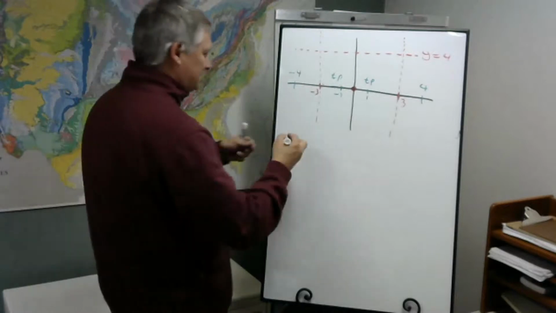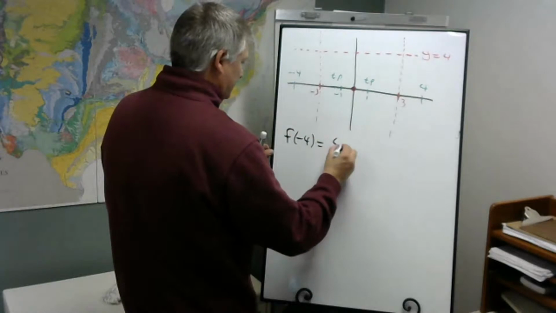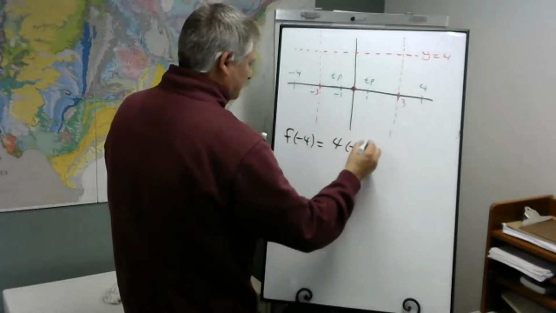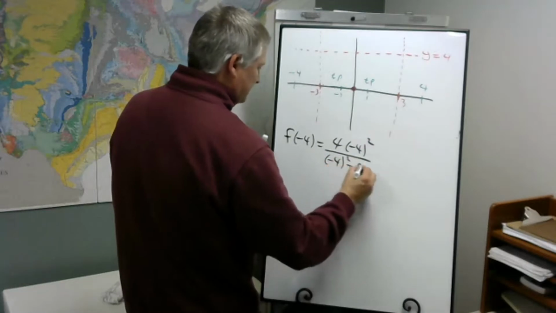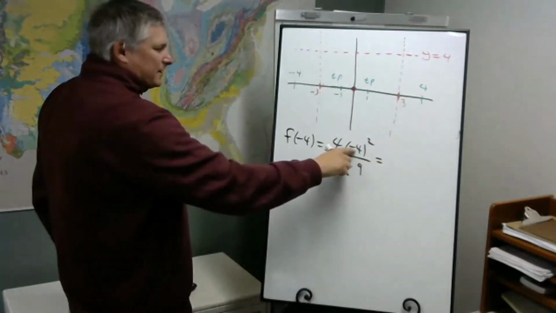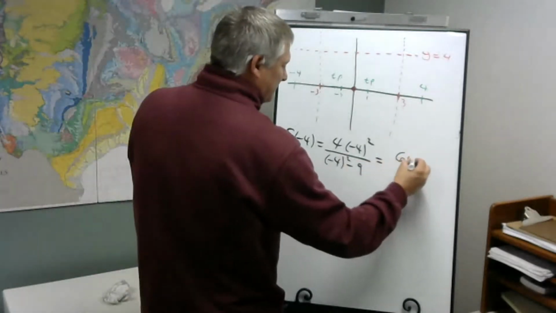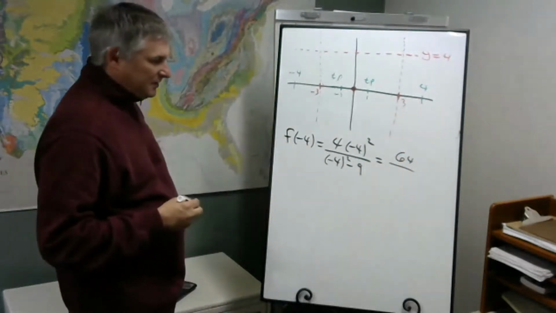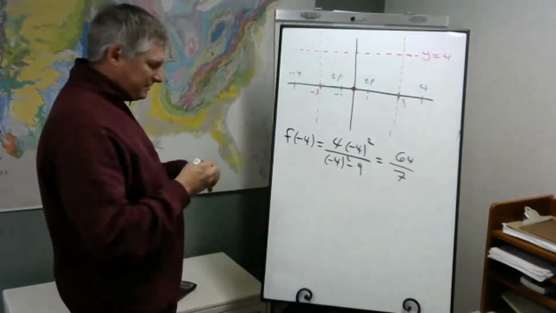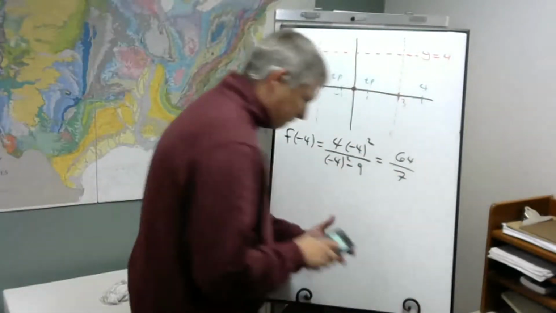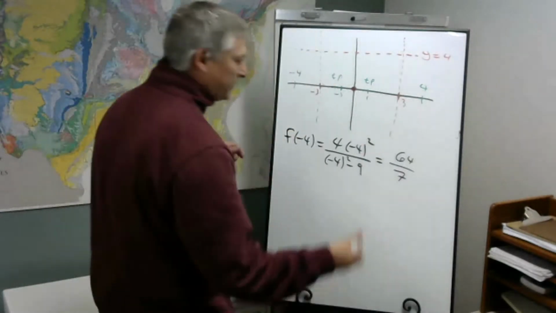So what happens is this. F of negative 4. That's 4 times negative 4 squared over negative 4 squared minus 9. Squaring this gets rid of the negative, so you get 16 times 4, that's 64. And then let's see here, 16 minus 9 is 7. And 64 divided by 7, let's use a calculator to do this quickly, is 9.14.